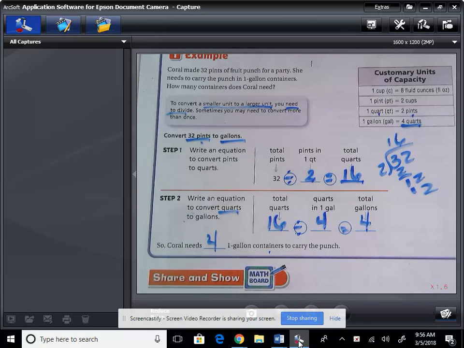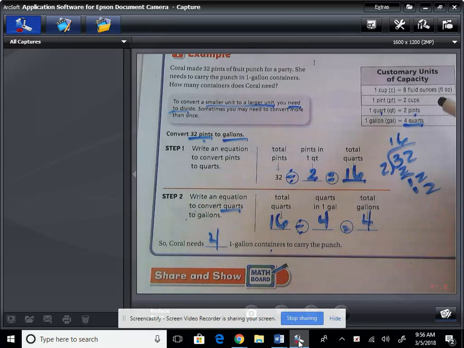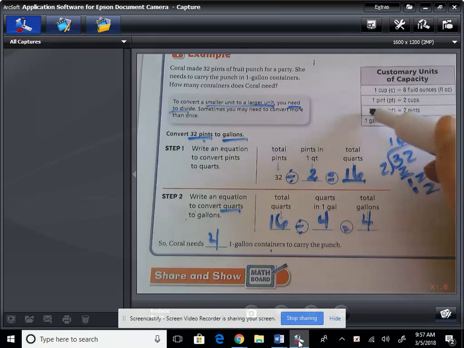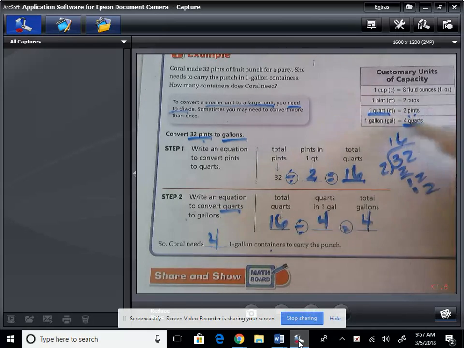Does that make sense why we did 2 chunks? We could have said we first needed to figure out how many quarts were in a pint, because we don't have pints in a gallon. So we had to break it down into 2 steps.